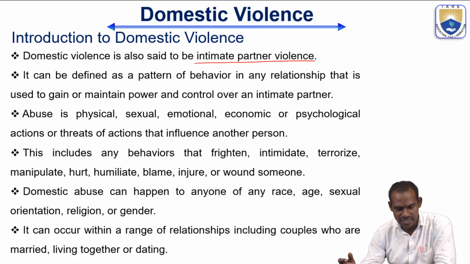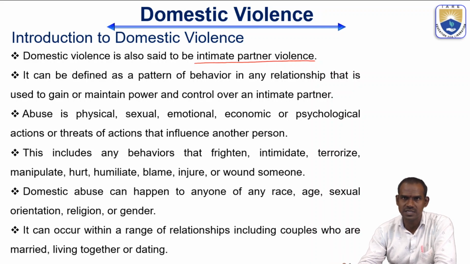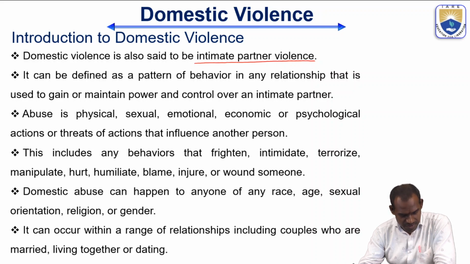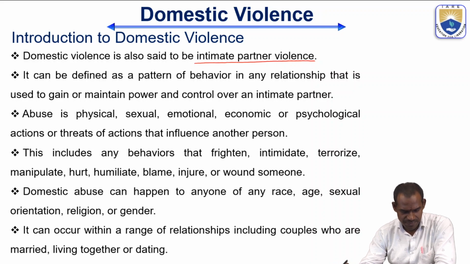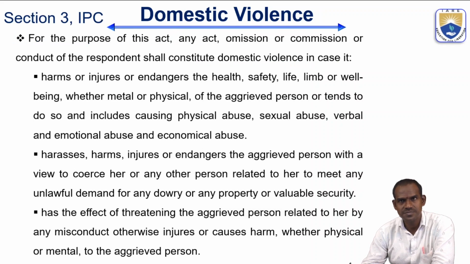Domestic abuse can happen to anyone, of any race, of any age, of any sexual orientation, of any religion or of any gender. It can not only happen to males, it can also happen to females. It can happen to any kind of gender, even to transgender persons if they are in the family. Domestic violence can occur within a range of relationships, including couples who are married, living together or dating. Not only life partners but also partners who are living together or dating. For all of them, domestic violence is applicable. I hope you understood the introduction part, and let's look at the next content.